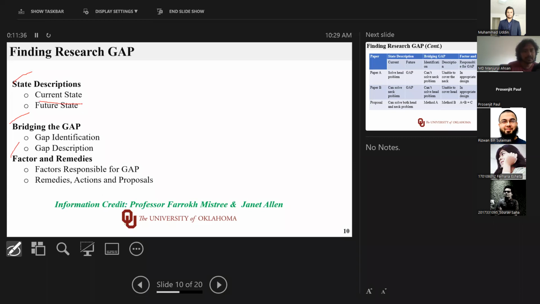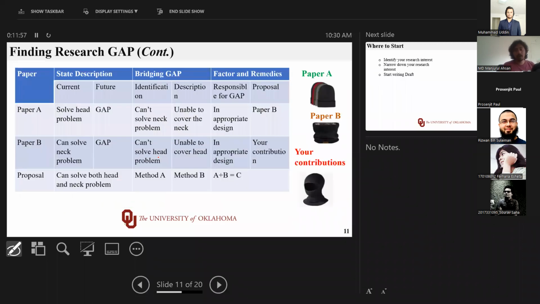In state description, you should have the current state and the future state. In bridging the gap, you should have gap identification and gap description. And in factor and remedies, the factor responsible for the gap, and the action and the proposal. So that's how you find the research gap. So let's see how you can find a research gap.